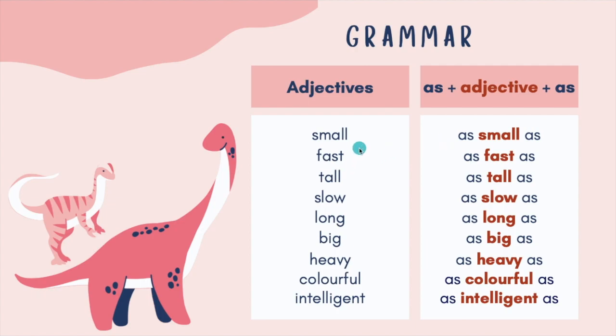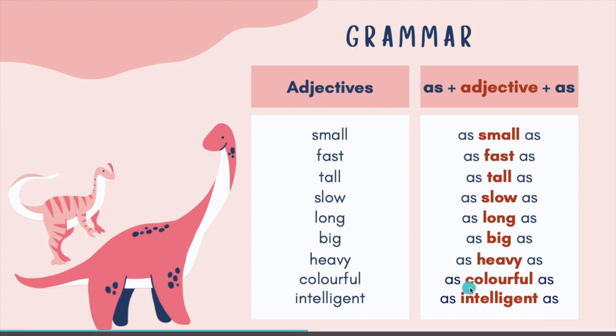For example, small, as small as. Fast, as fast as. Tall, as tall as. Slow, as slow as. Long, as long as. Big, as big as. Heavy, as heavy as. Colorful, as colorful as. Intelligent, as intelligent as.